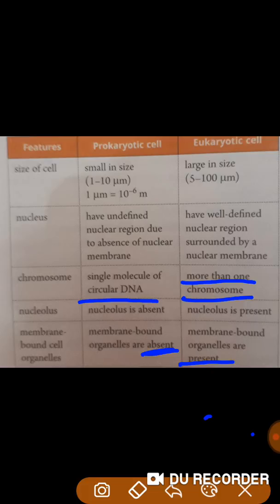Now, what is the nucleolus? The nucleolus is a small granular structure present inside the nucleus. It is present in eukaryotic cells, but absent in prokaryotic cells. We will go through the nucleolus again when we go through the cell organelles one by one. At that time I will tell you what the role of the nucleolus is.